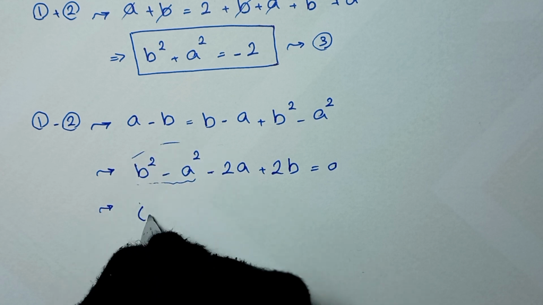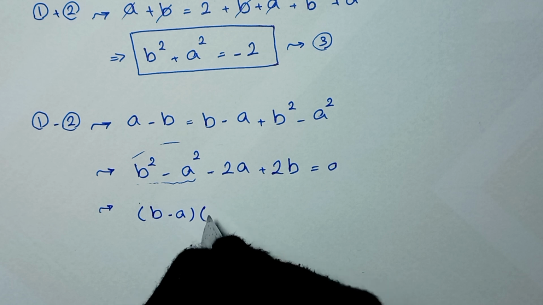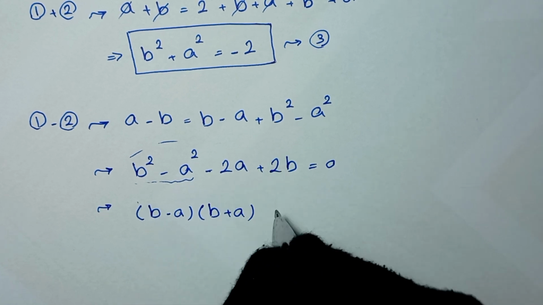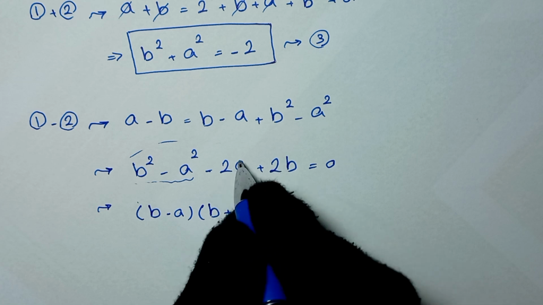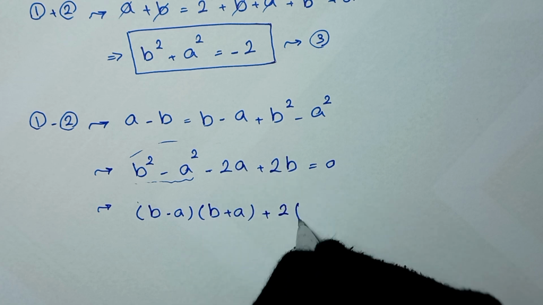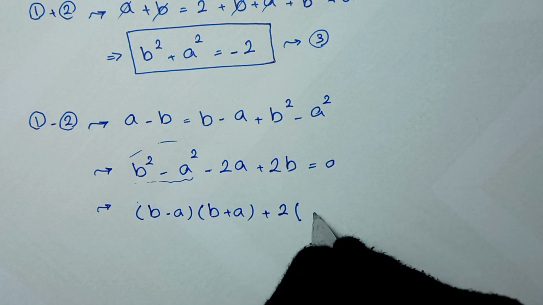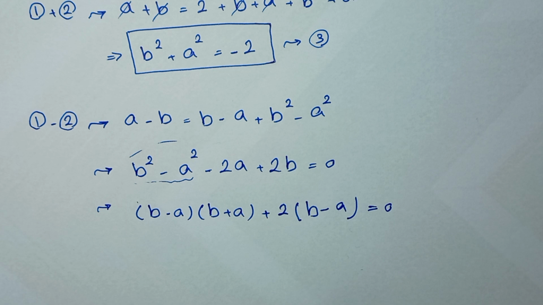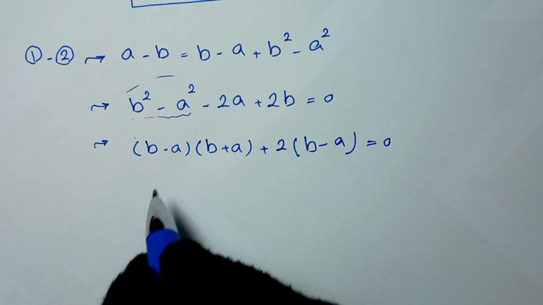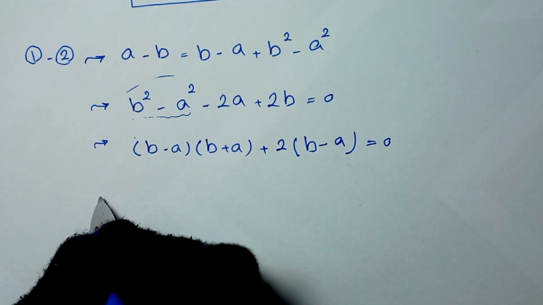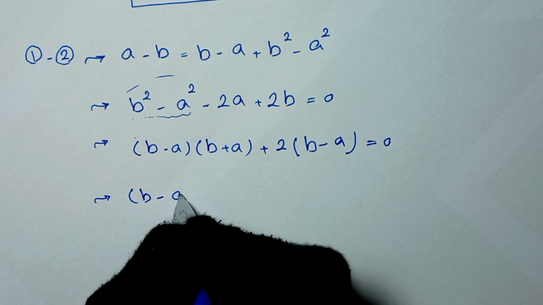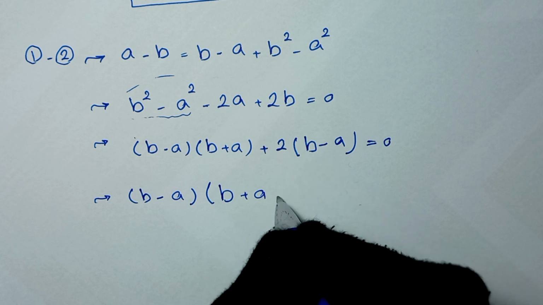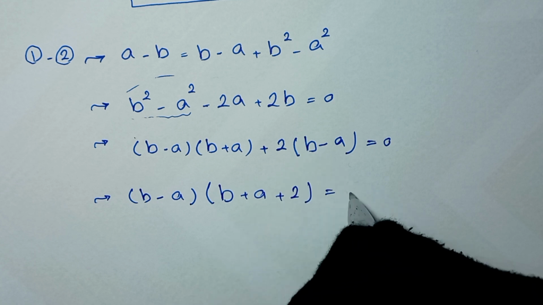And it will be, in here we take these two parts together, and we can write this as b minus a times b plus a, right? And for these two parts, we factor 2, and in here we have b minus a, right? Is equal to 0. And in next step, b minus a is common, so we factor b minus a, and in here we have b plus a, and in here we have positive 2 is equal to 0.